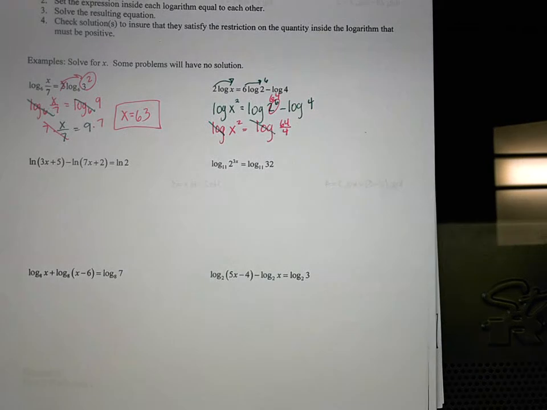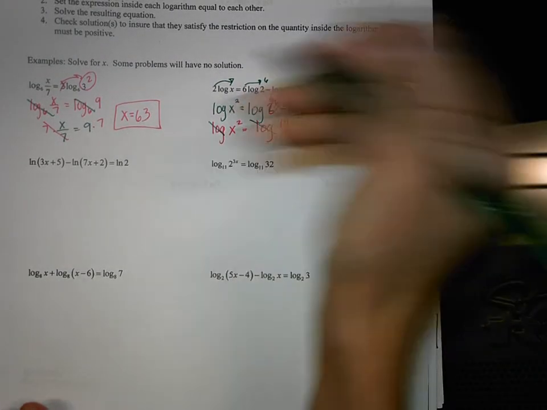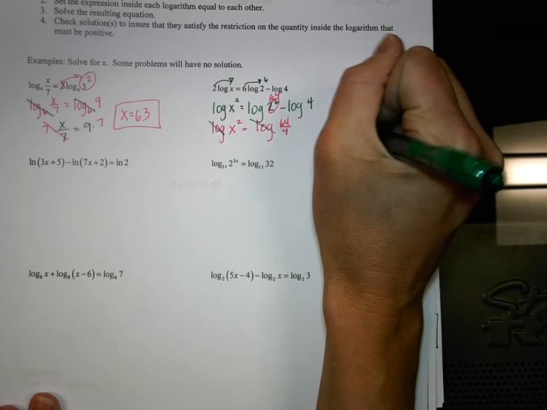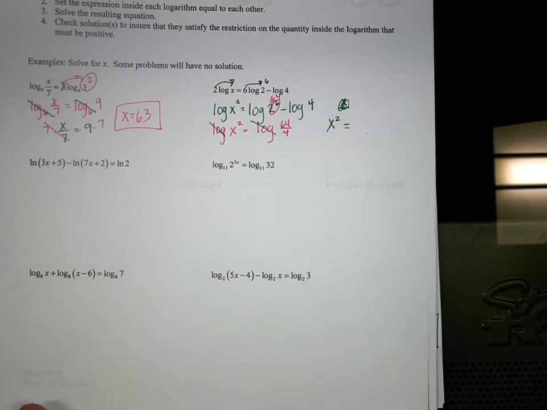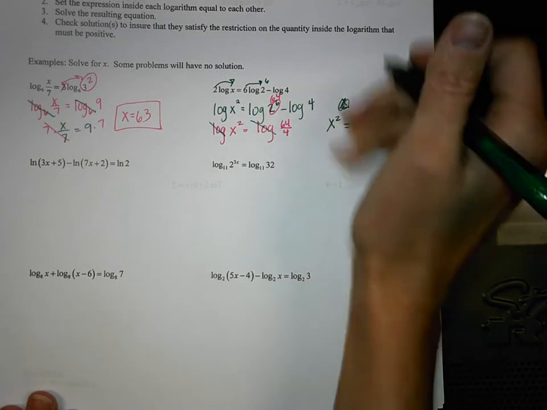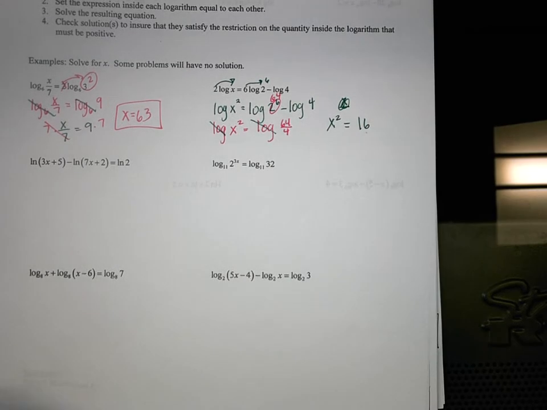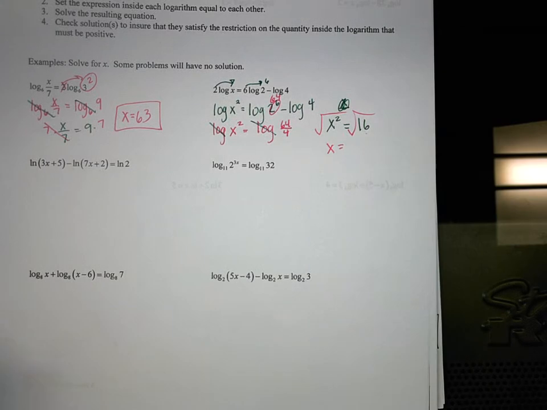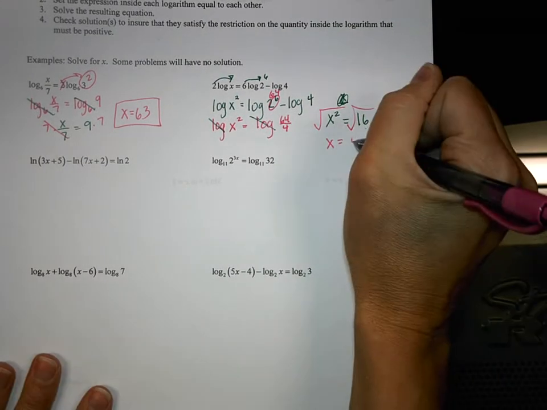You can't do that until you have one log on both sides of the equal sign. And so my problem now is, oops, pretend I didn't write that. x squared equals, and what's 64 divided by 4? 16. You were just one step ahead of me. 16. And then in order to get x, we would take the, very good, square root of both sides. And x equals 4. 4 is correct.